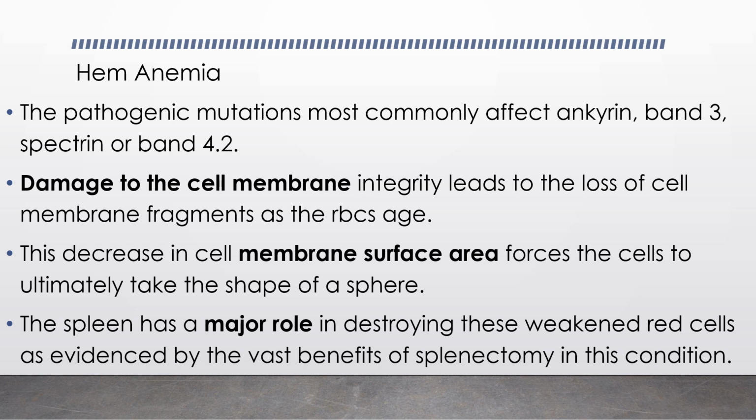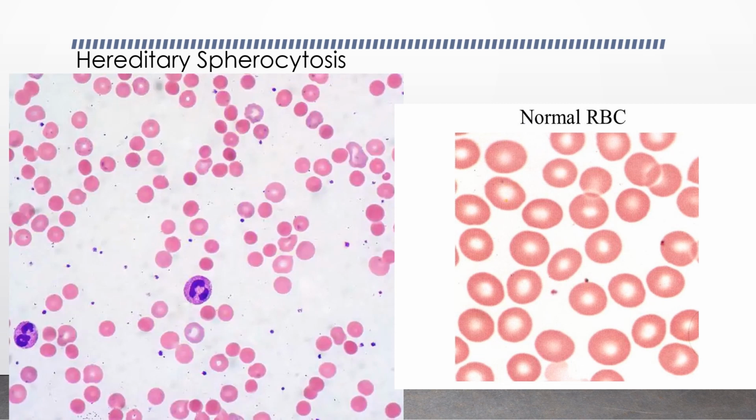So loss of integrity leads to the loss of cell membrane, less surface area. So spherical shape comes on, and the spleen has a major role in the destruction due to the phagocytes present in it.